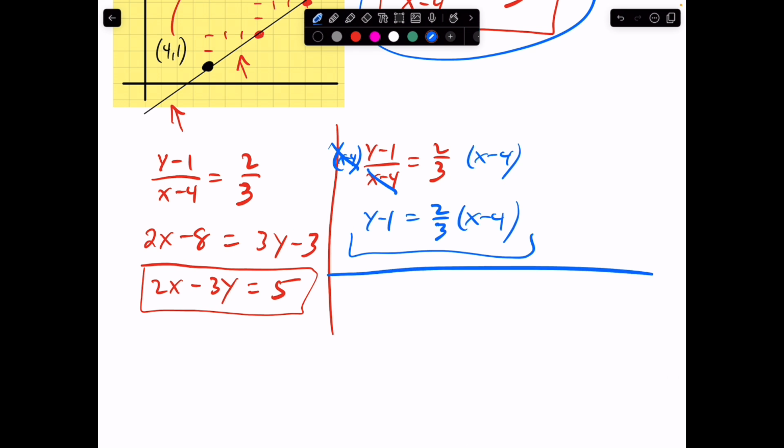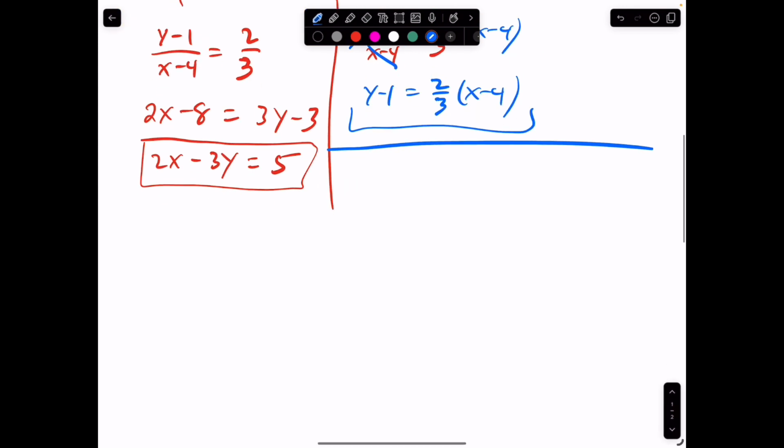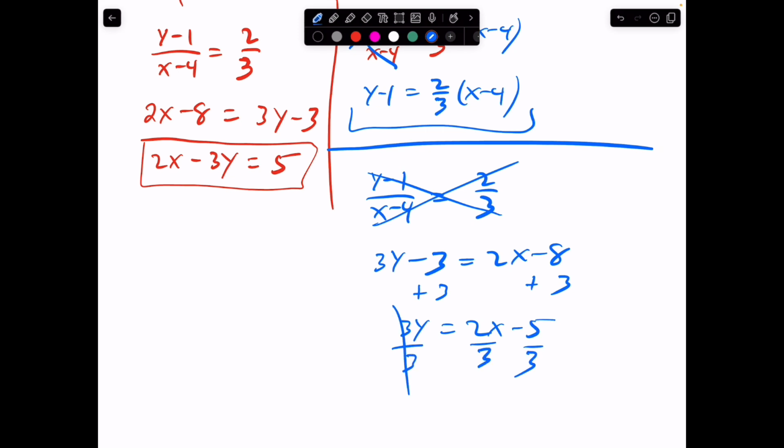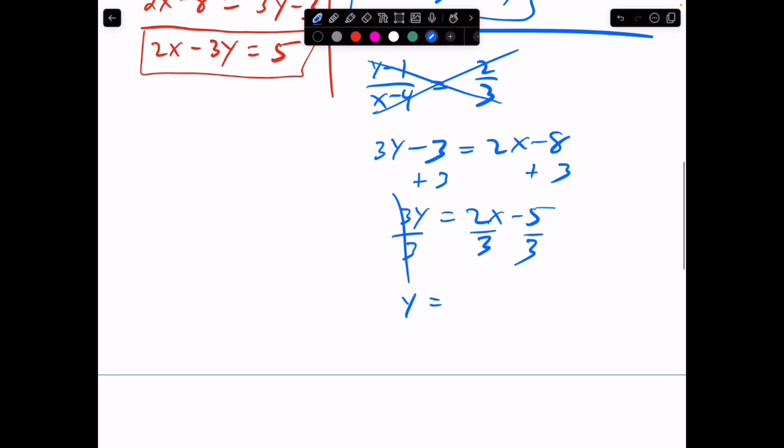Now let's put it in slope-intercept form. All right, so the original we found is right there. So it's y minus 1 over x minus 4 equals 2/3. Let's cross multiply again. So 3y minus 3 when I cross that way, and that's equal to 2x minus 8. Add 3 to both sides, and I get 3y is equal to 2x minus 5. And then divide everybody by 3. And now you have it in slope-intercept form: y equals 2/3 x minus 5/3.